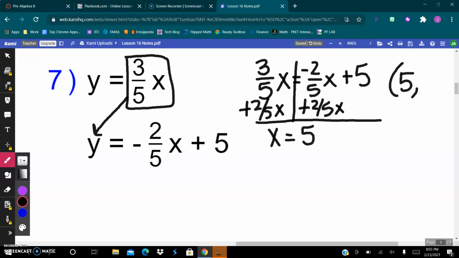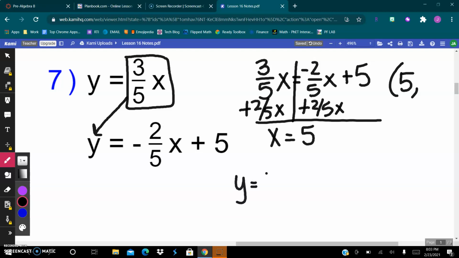Now we take that and we have to plug it back into one of the original equations. And again, you get to pick which equation, whether it be the top one or the bottom one. I'm going to pick the top one because it has less things. It's simpler than the bottom one.